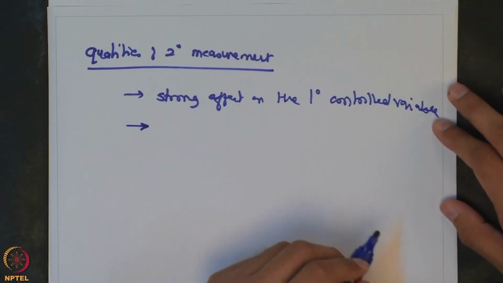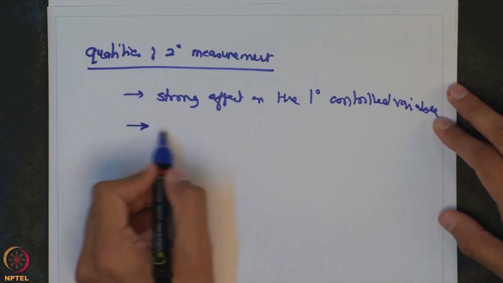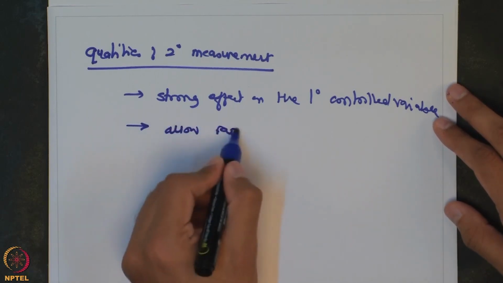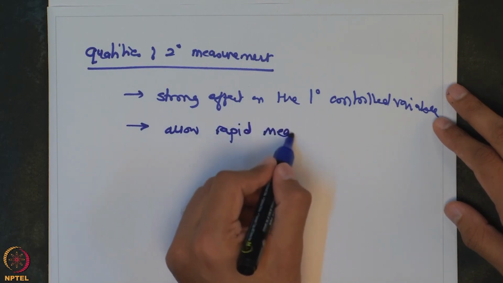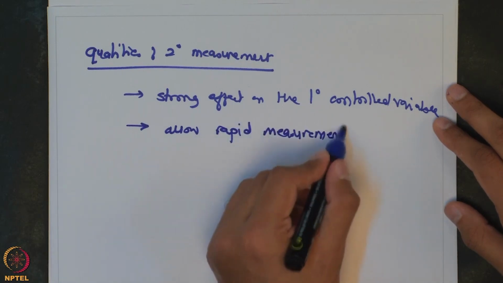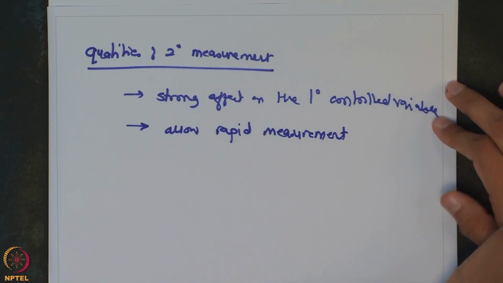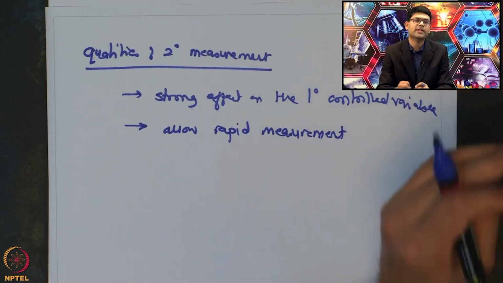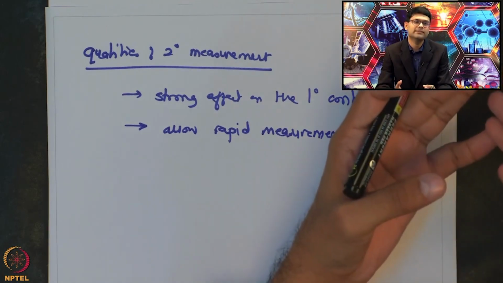The second quality is that it should have fast measurement. It should allow rapid measurement. Again, it ties up with the motivation of inferential control. The whole idea was that the primary control variable is not easy to measure or is very slow in terms of measurement. So you want something which can be measured fast.